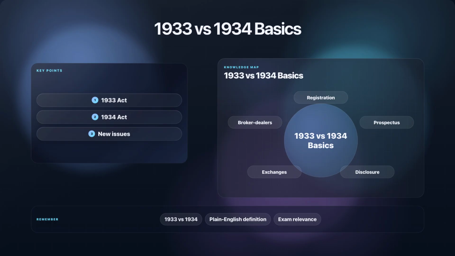1933 Act vs. 1934 Act for the SIE exam. The main idea is simple. The 1933 Act focuses on new issue disclosure. The 1934 Act focuses on secondary markets and ongoing regulation.